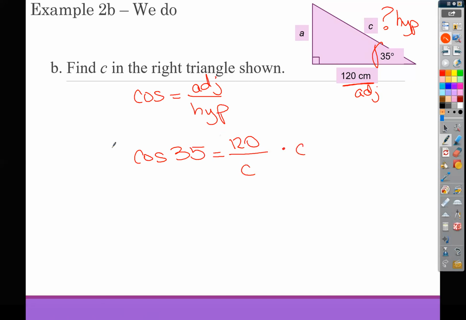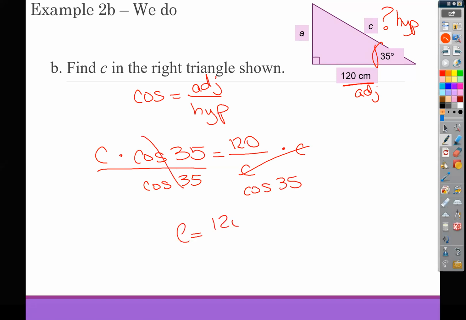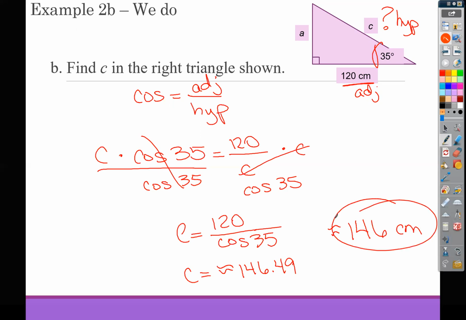Now we're going to isolate C, so we're going to multiply the denominator by both sides, and then you would have to divide by cosine of 35 to isolate the C. So you end up getting C equals 120 over the cosine of 35. And when you put that in your calculator, you will get C equals about 146.49. So you can say about 146 centimeters.